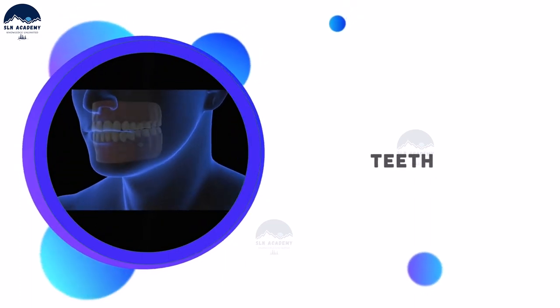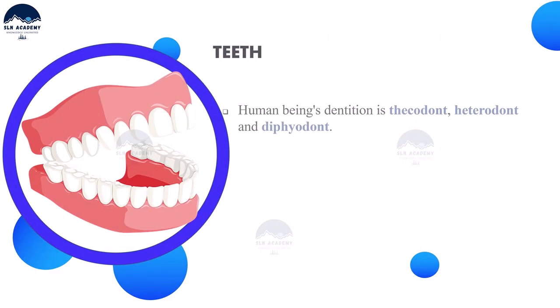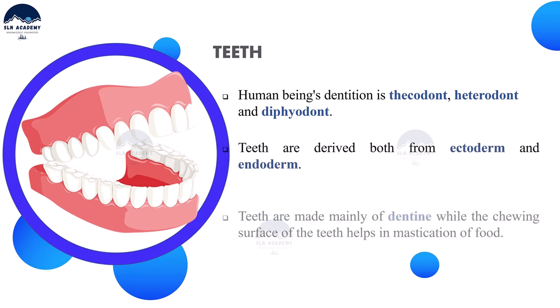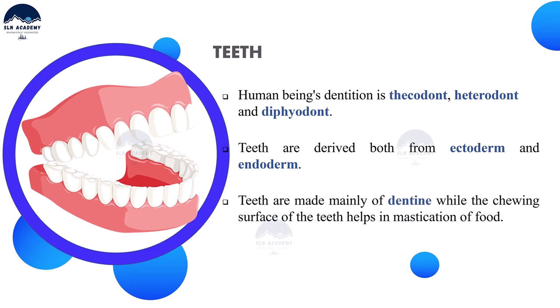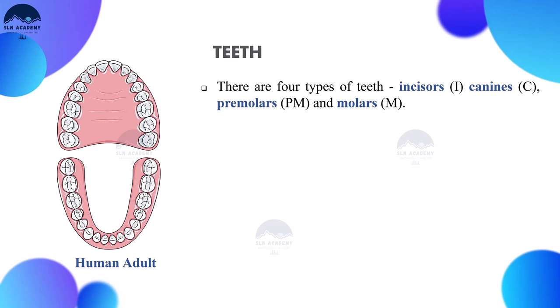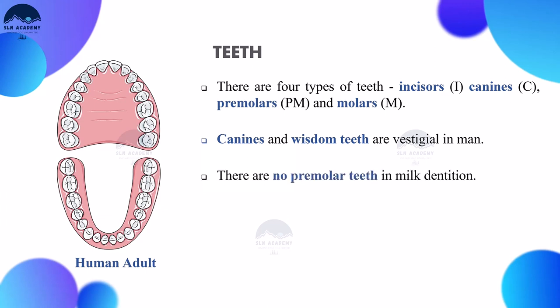Teeth. Human beings' dentition is thecodont, heterodont, and diphyodont type. Teeth are derived both from ectoderm and endoderm. Teeth are mainly made up of dentin, while the chewing surface of the teeth helps in mastication of food. There are four types of teeth. They are incisors, canines, premolars, and molars. Canines and wisdom teeth are vestigial in man. There are no premolar teeth in milk dentition.